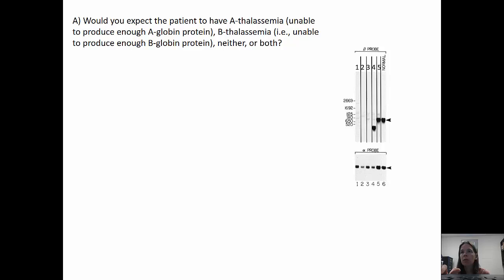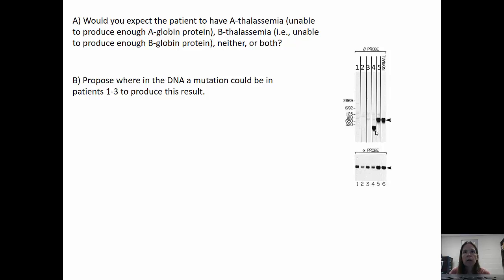And then patient number 5 has a beta globin gene that is of normal length and of normal amount. So it's really hard to say, based on just this data, whether that person has alpha or beta thalassemia because they have normal amounts of RNA for both. And patient 4, it's most likely that this person has beta thalassemia because their beta globin gene is shorter.